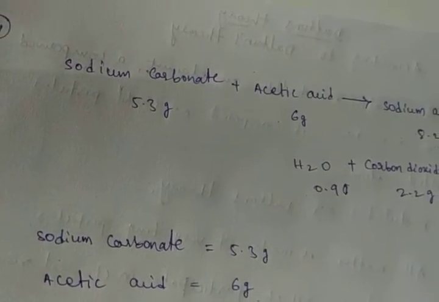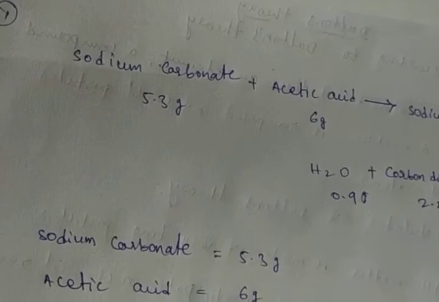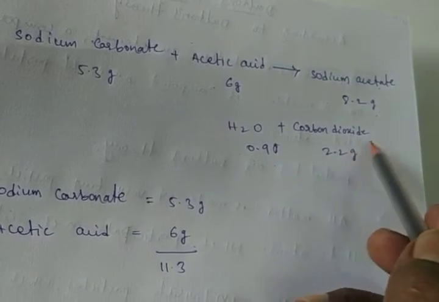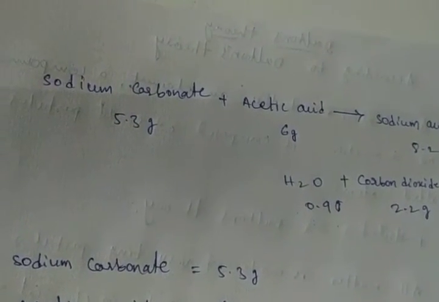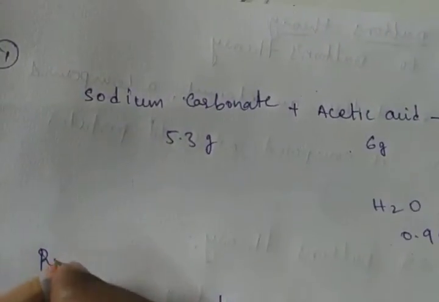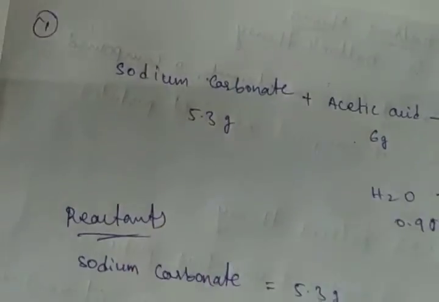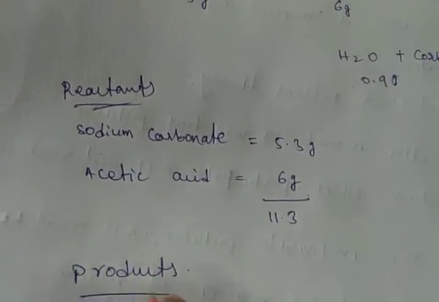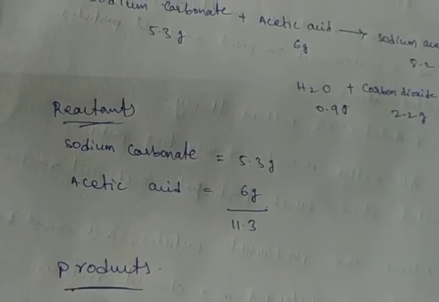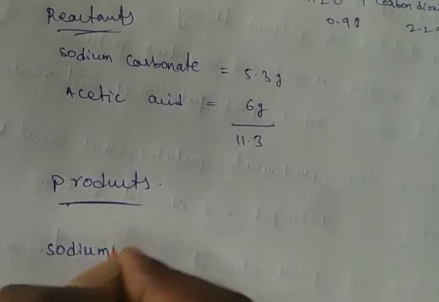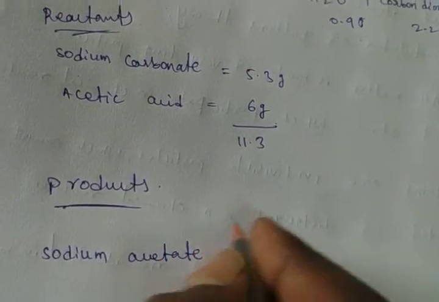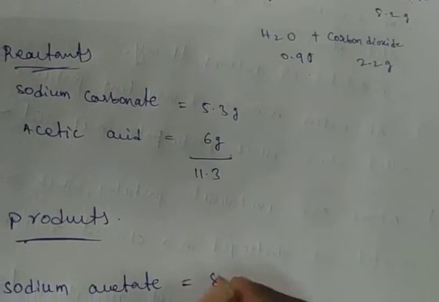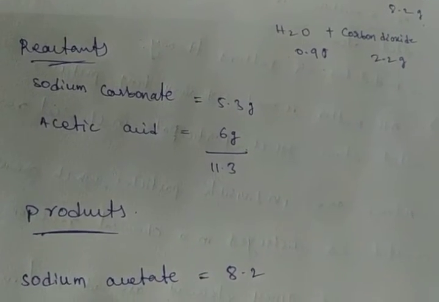Okay, now we can find out the product mass also. What are the products? There are 3 products. Sodium acetate 8.2 grams, water 0.9 grams, carbon dioxide 2.2 grams. These are the reactants. Next, products. What are the products? Sodium acetate. First we have to write the sodium acetate. How much is given for sodium acetate? 8.2 grams.